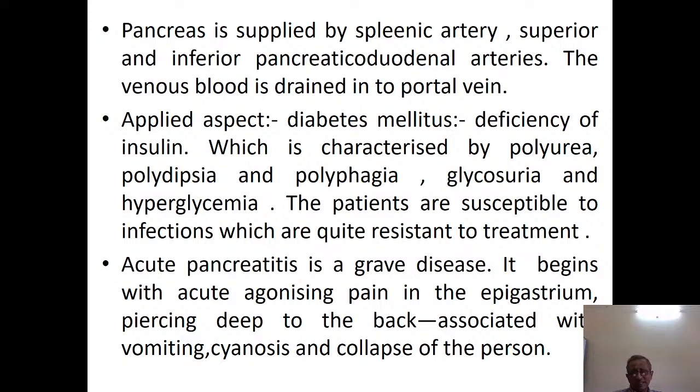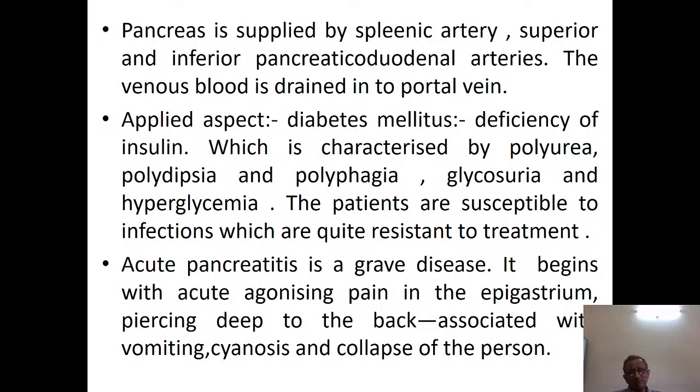Applied anatomy. Diabetes mellitus is the deficiency of insulin, a secretion of the pancreatic islets. It is characterized by polyuria, polydipsia, polyphagia, glycosuria, and hyperglycemia. So there are five characteristic features of diabetes mellitus, occurring due to the deficiency of insulin, which is a secretion product of the islets of the pancreas.